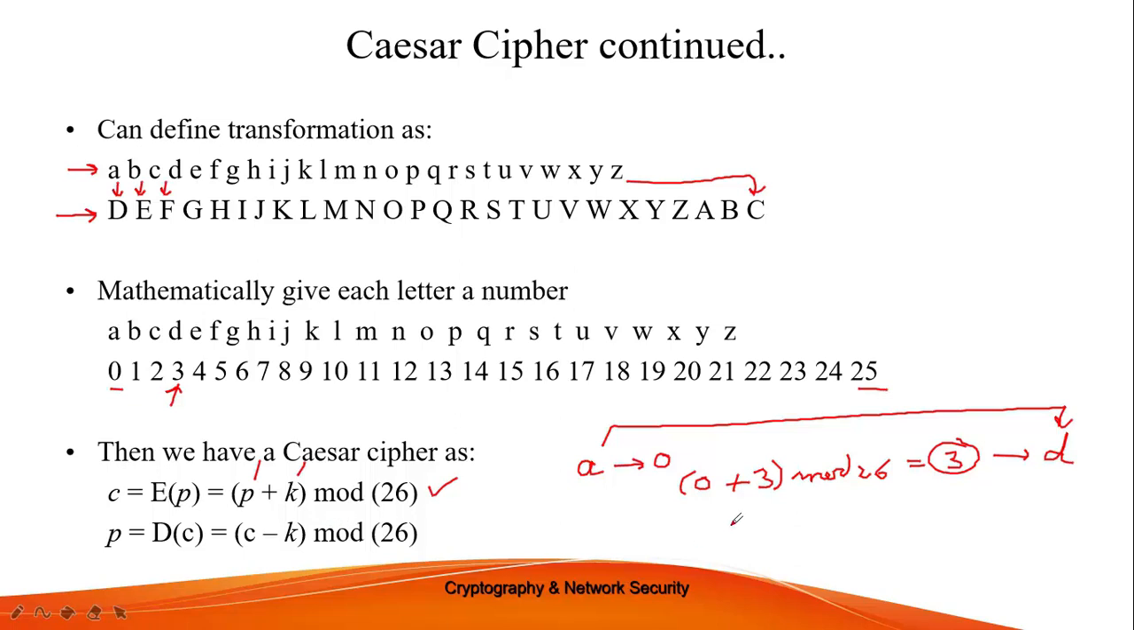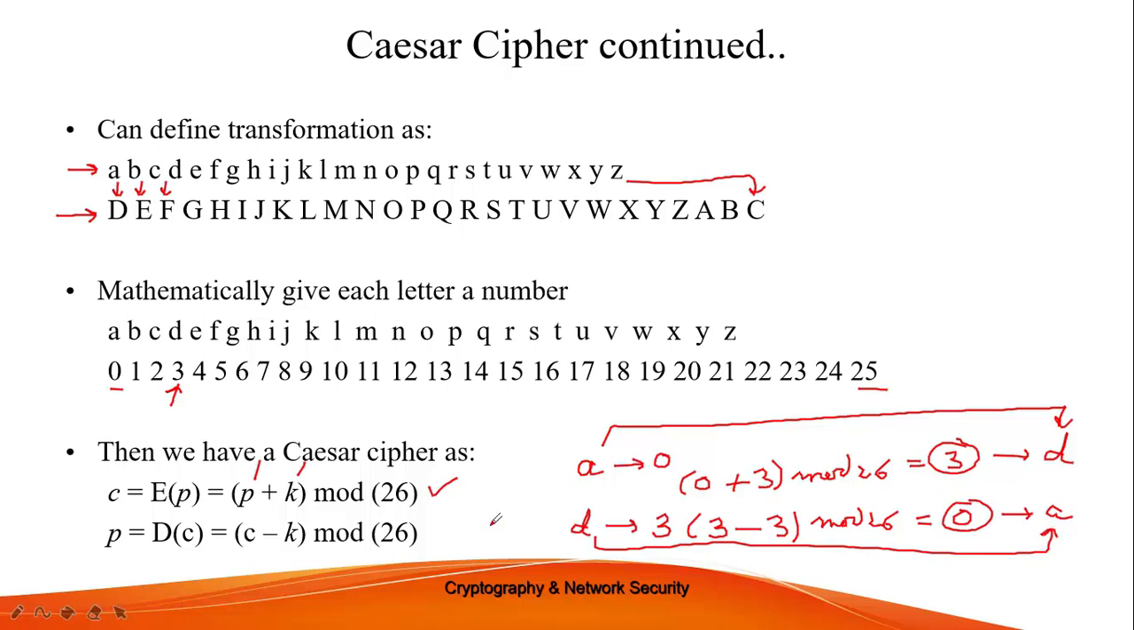Similarly, for decryption, if my ciphertext is D, which has a value of 3, the formula becomes P = (C - K) mod 26. So 3 minus 3 mod 26 gives 0, and 0 is represented by A. This is the way we perform encryption and decryption in the simplest substitution cipher, called the Caesar cipher. It is quite simple, but it is the very first algorithm we are discussing.